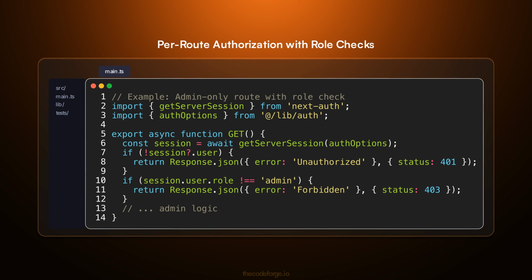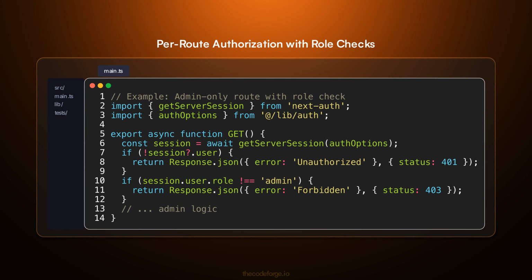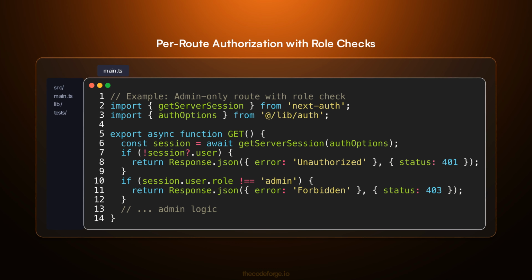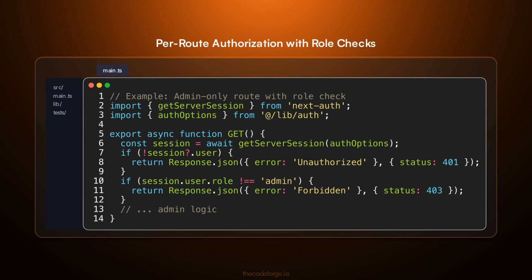The article focuses on authentication bypass but doesn't show how to implement per-route authorization, e.g., only admins can access certain endpoints. After verifying the user is authenticated, you should check their role or subscription tier. This is a common missing piece in AI-generated code.